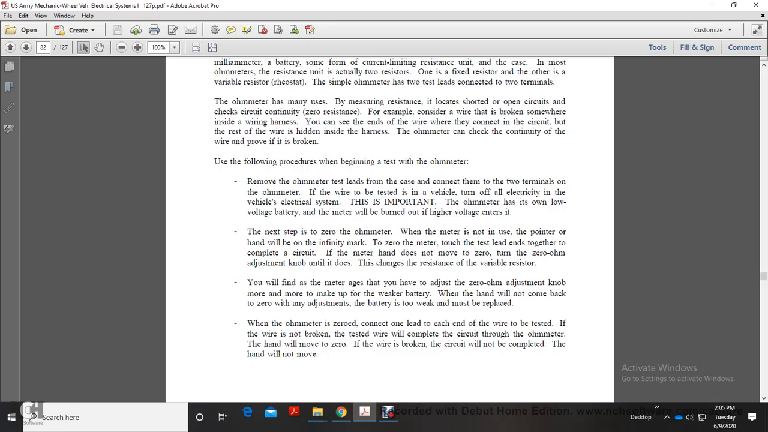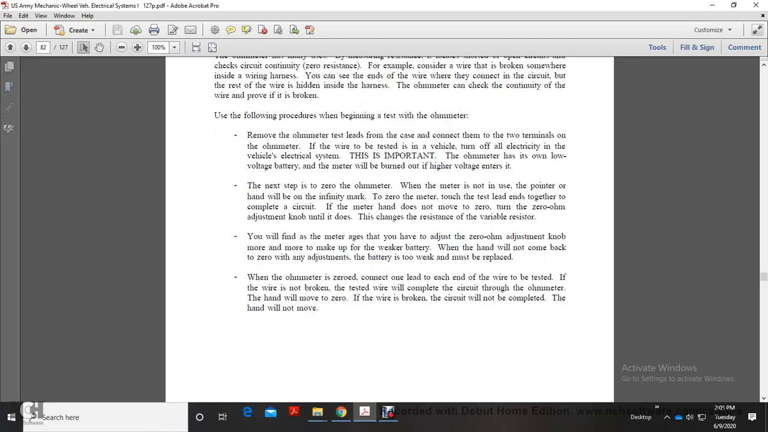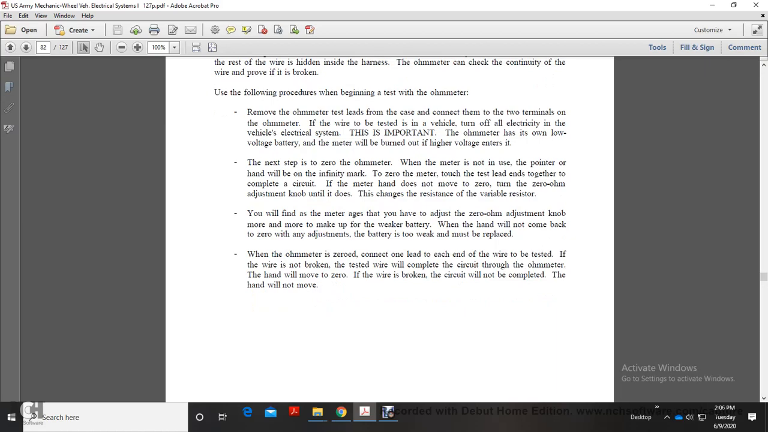Next step is zeroing the ohmmeter. If the meter is not in use, the pointer will be at the infinity mark. When you touch the test leads together and complete the circuit, the meter hand should move to zero. If the meter hand does not move to zero, use the zero ohm adjustment knob. It changes the resistance of a variable resistor. As the meter ages, you will find you have to adjust the zero ohm knob more to make up for the weaker battery. If the hand will not come back to zero with any adjusting, the battery is too weak and must be replaced.